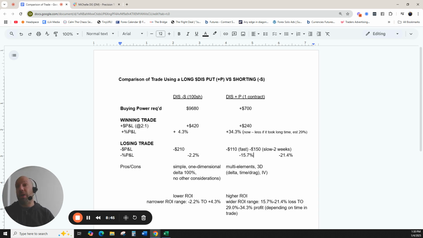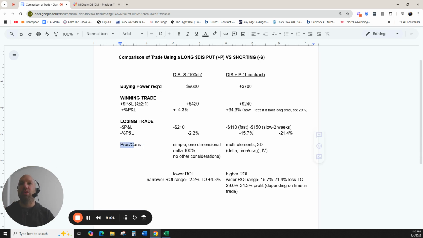Okay, I mean, in my opinion, you can decide what's better for you: the lower percentage loss, the higher percentage loss, or the higher percentage win, which is just solid. To me, this is like a no-brainer decision. But I also get some of the things we're going to talk about here on what the pros and cons are. Okay, so here are the pros and cons.